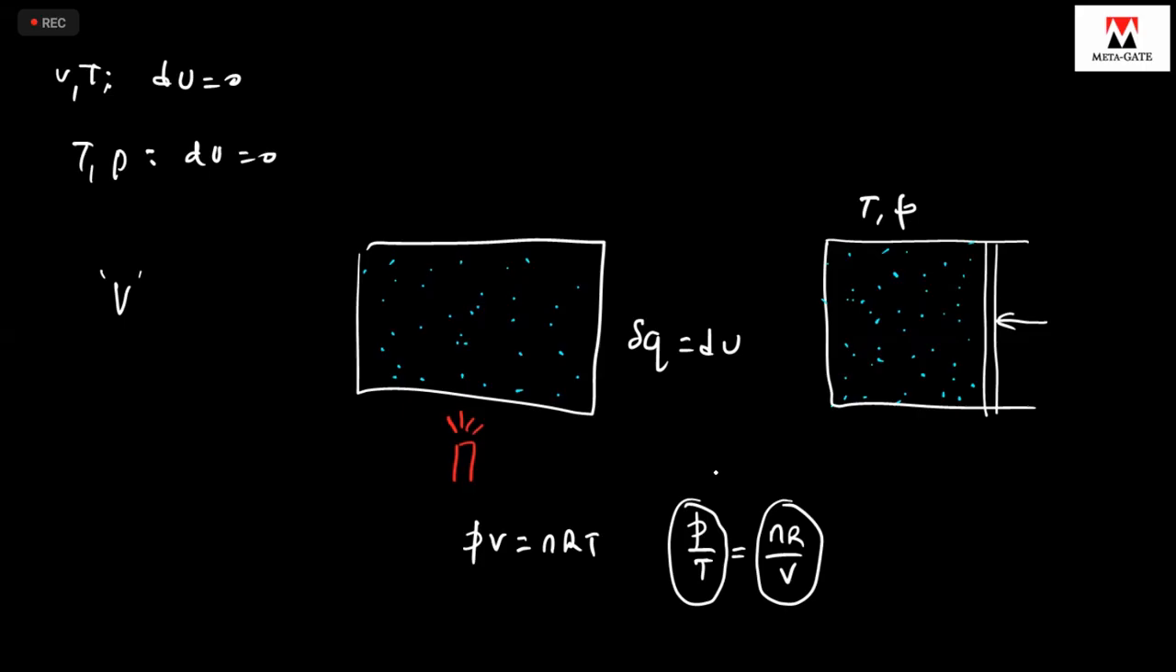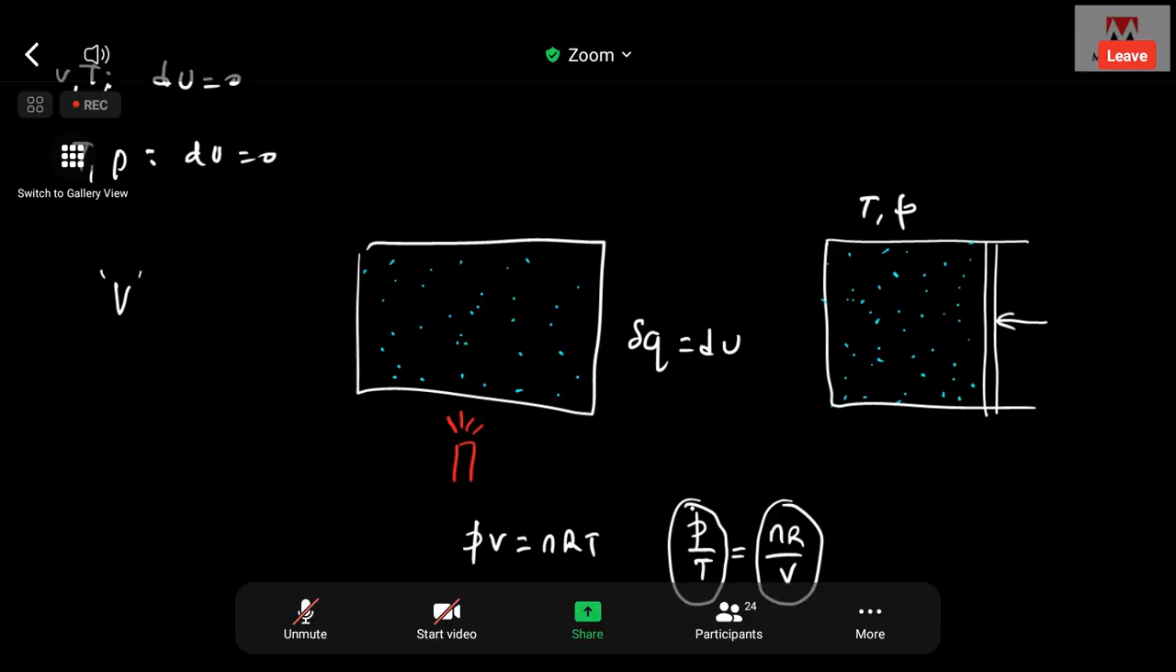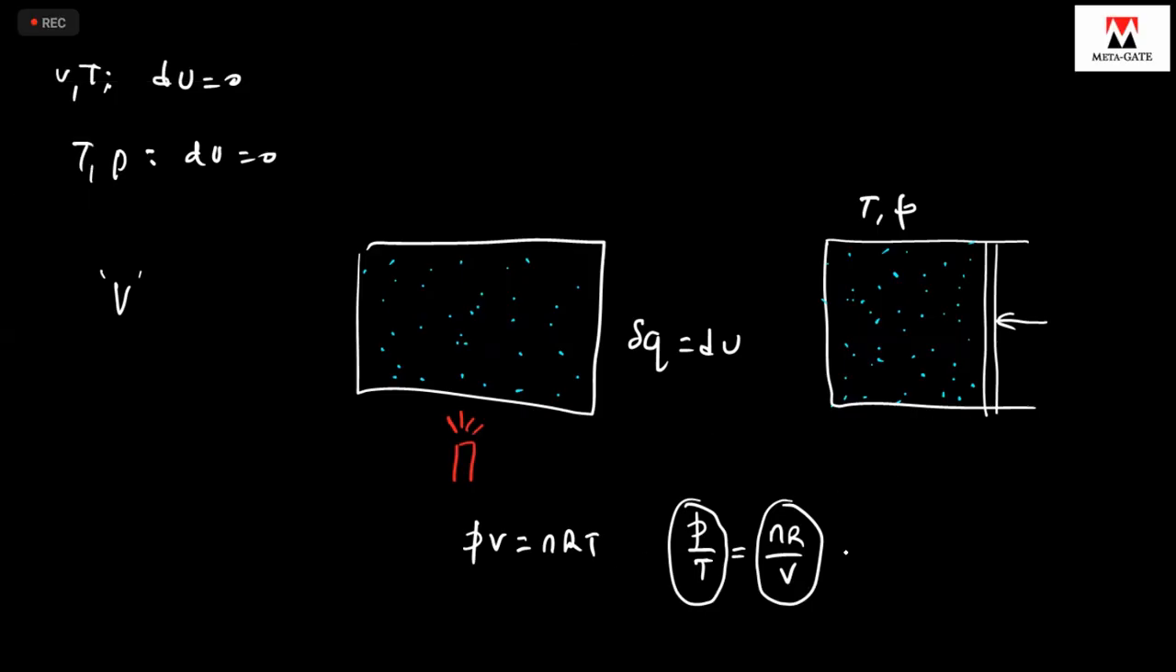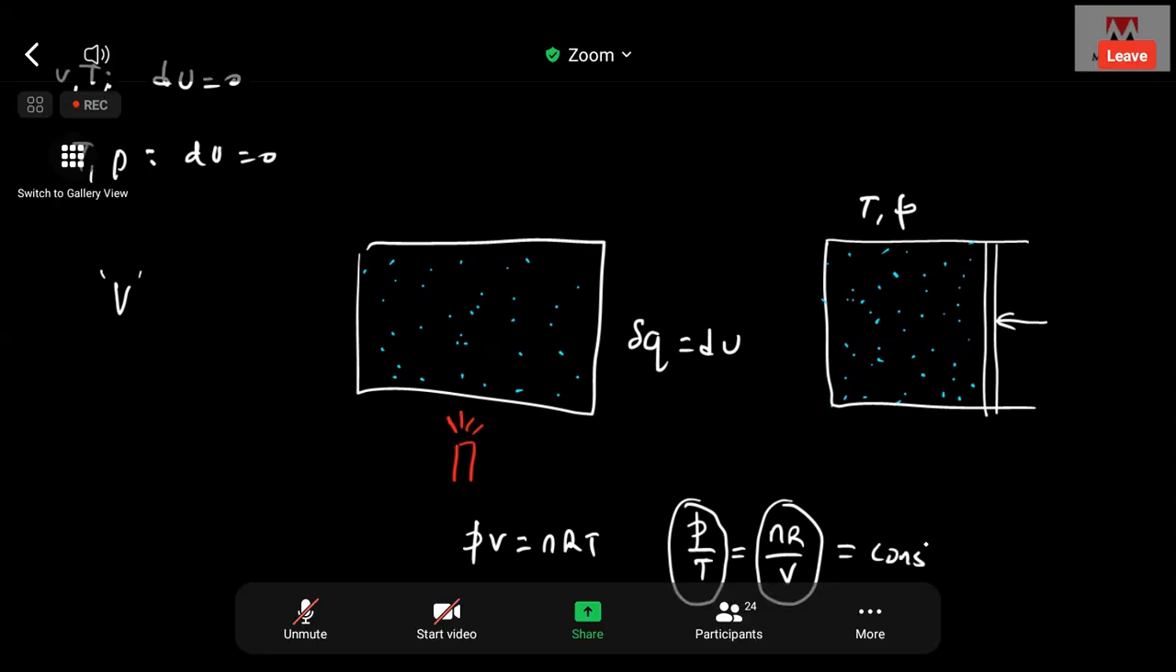It's valid, sir. Don't get confused. So pressure is what? Constant. Temperature is constant. PV equals nRT, so P by T is constant, and nR by V is also constant. But sir, V is not constant. Why not? Then what is the fallacy here?